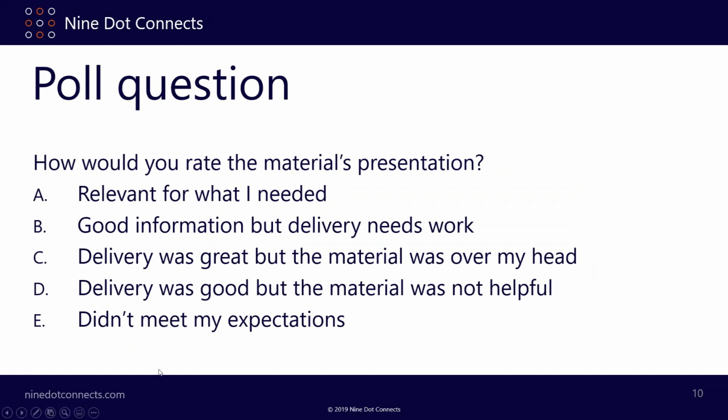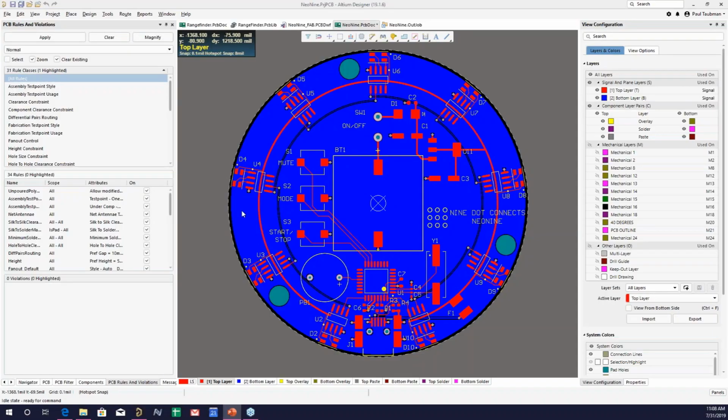So let's jump into Altium Designer and take our tour. So we have up here our board. This is our latest and greatest creation here at 9.connect. It's called the Neo 9. And it's another board that we've been developing to keep our skills sharp here. So the Neo 9 board is what we're going to focus on here today.